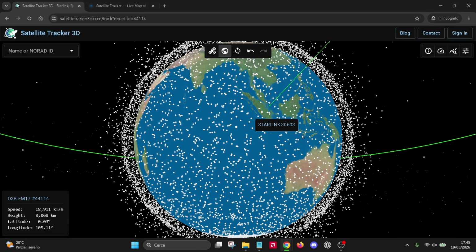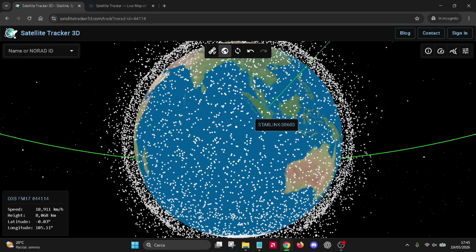Medium Earth orbit, or MEO, is home to navigation systems such as GPS, Galileo, and GLONASS. These satellites provide positioning and timing services that support transportation, finance, telecommunications, and countless other systems.